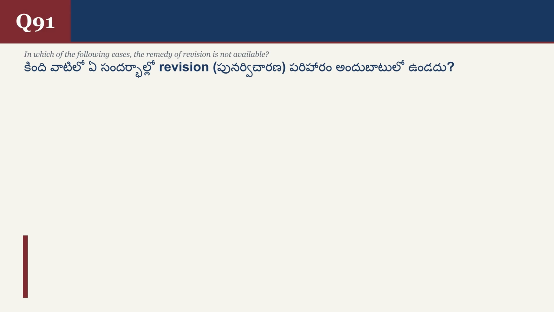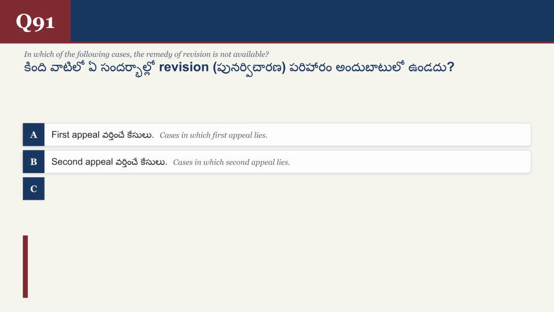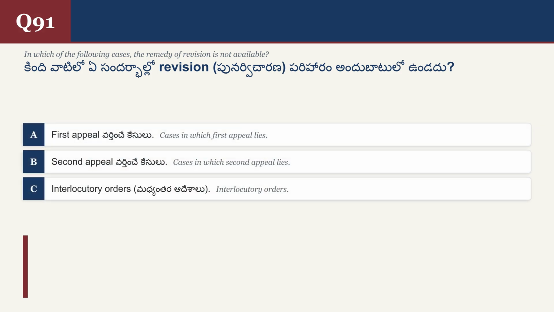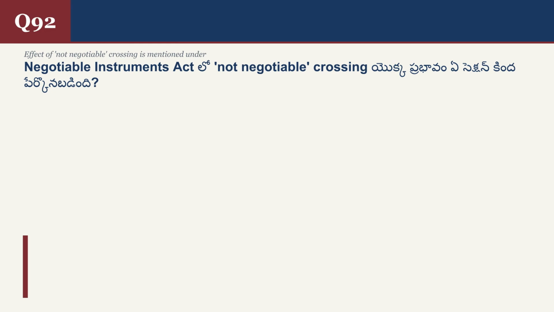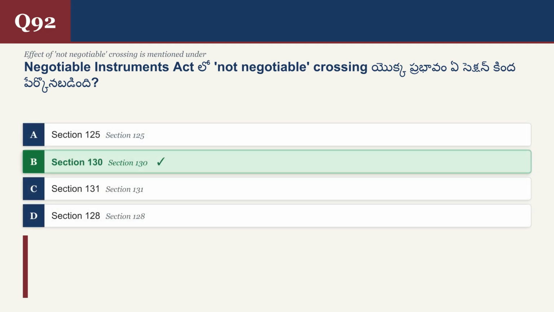The remedy of revision under Section 115 of the CPC is not available in cases where a first appeal, second appeal, or general interlocutory orders apply. Therefore, the remedy of revision is not available in all these cases, making option D, all of the above, the correct answer. The effect of the Not Negotiable Crossing in the Negotiable Instruments Act is mentioned under Section 130.